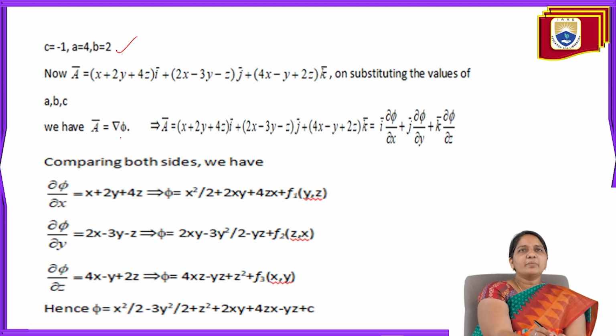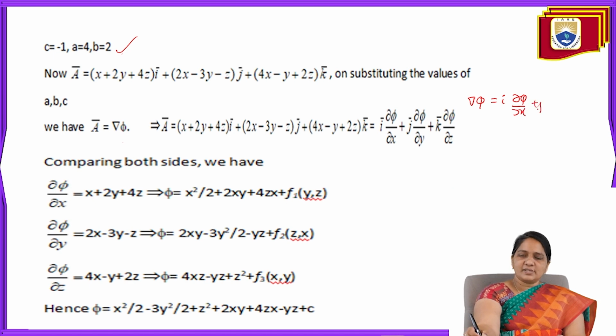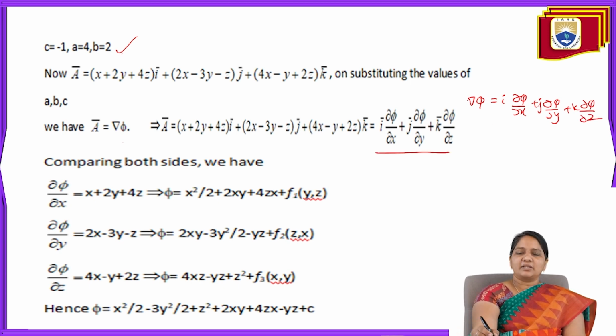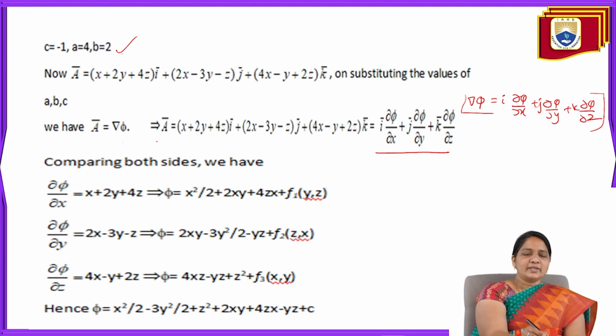So if you have a bar equal to del pi, what is the del pi value? Del pi, we already know the form, that is i dou pi by dou x plus j dou pi by dou y plus k dou pi by dou z. That is what we wrote here. So del pi is nothing but i dou pi by dou x plus j dou pi by dou y plus k dou pi by dou z. So now a bar is equal to del pi.